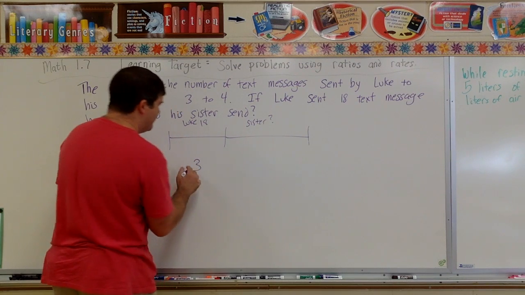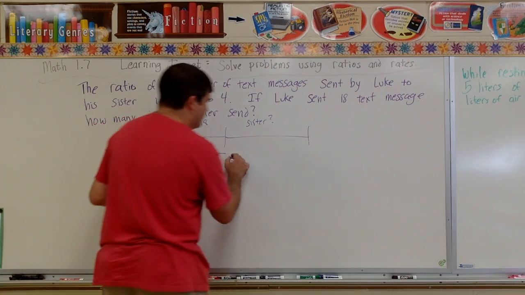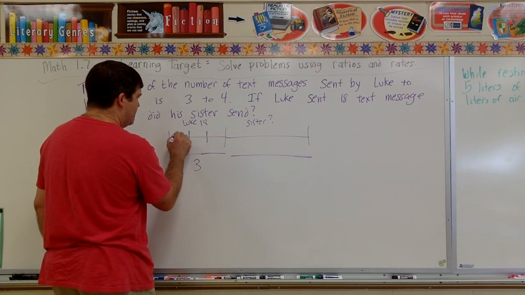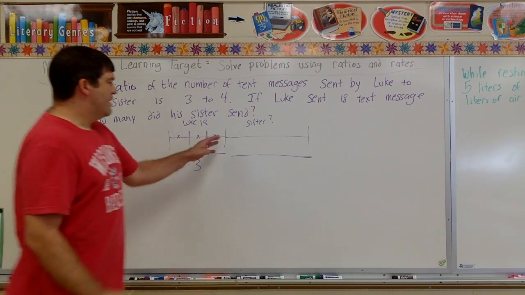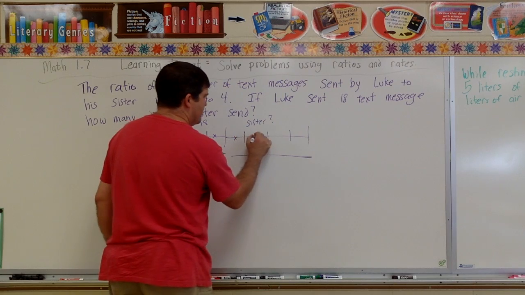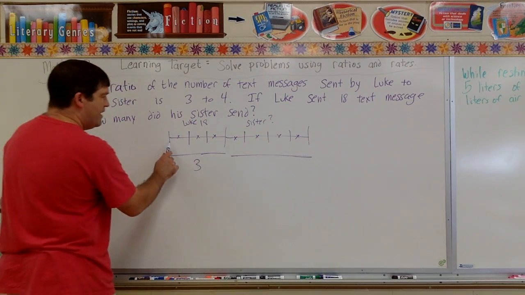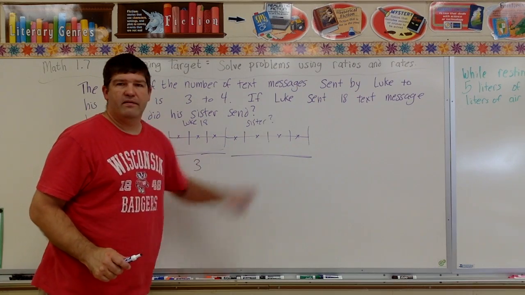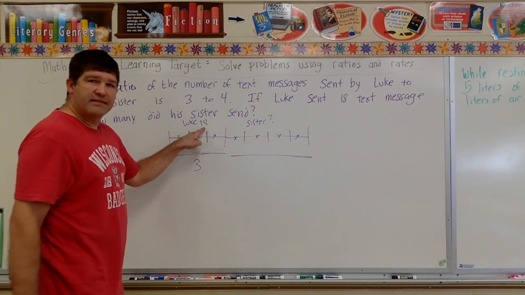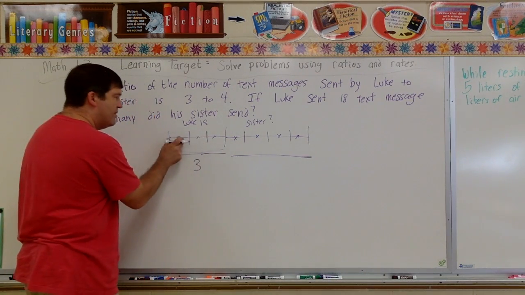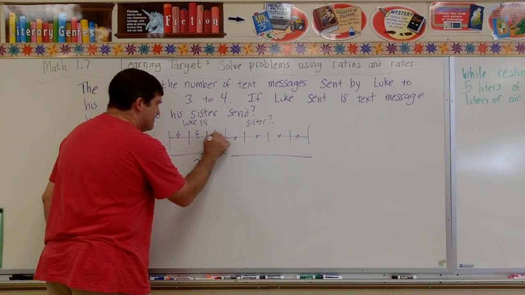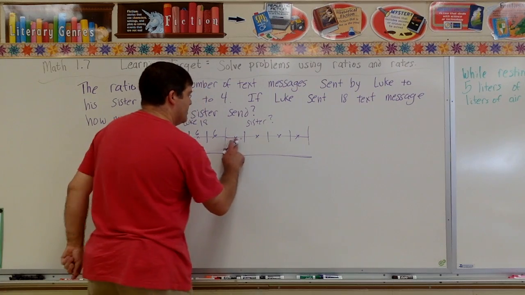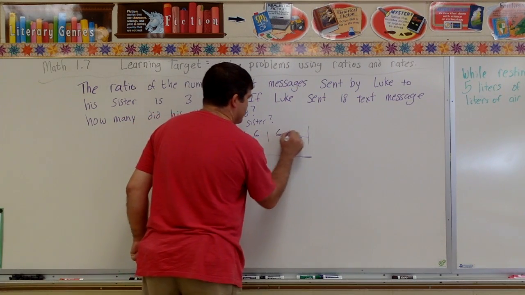But we know that 3 of these is going to equal 4 of those. So I'm going to divide this 3 ways: 1, 2, 3. And I'm going to divide the other the same way to have 1, 2, 3, 4. So for every 3, his sister sent 4. Okay, 18. If I know this is 18, what's each part going to be? 18 divided 3 ways is 6, 6, 6. So 6 text messages in each of those. And it's a ratio, so these also have to be 6. So 6, 6, 6, 6.